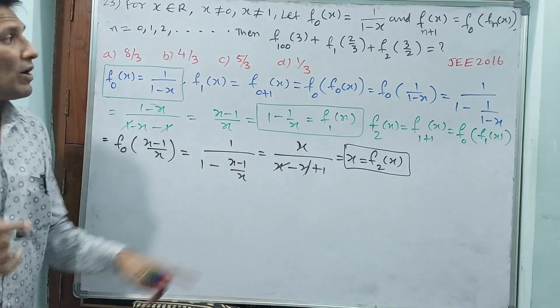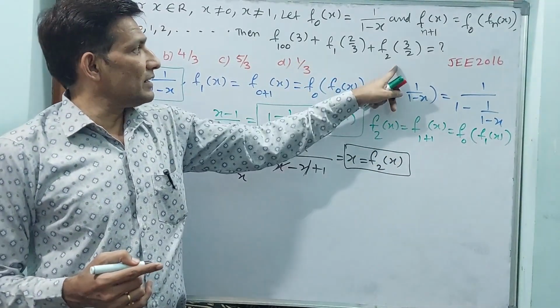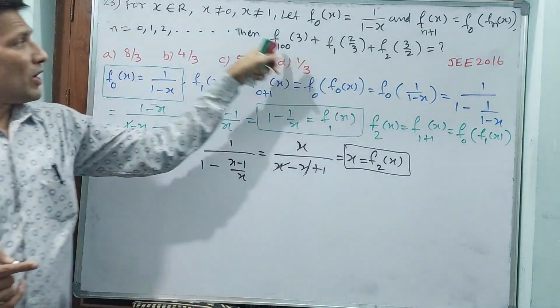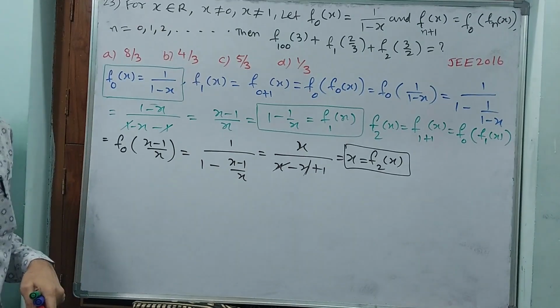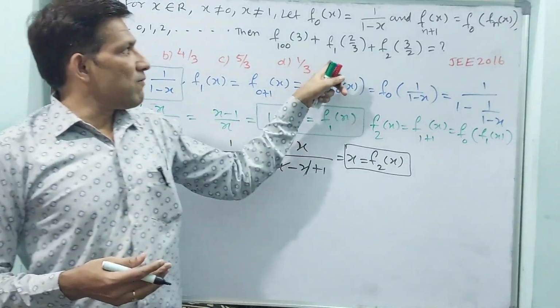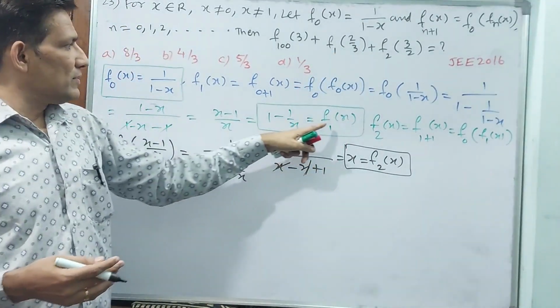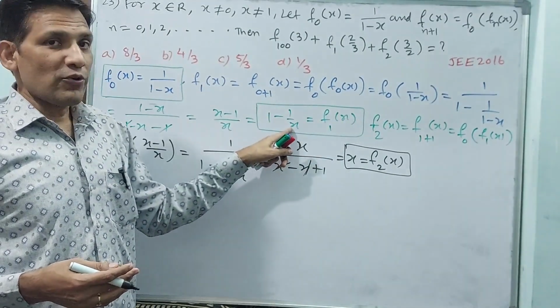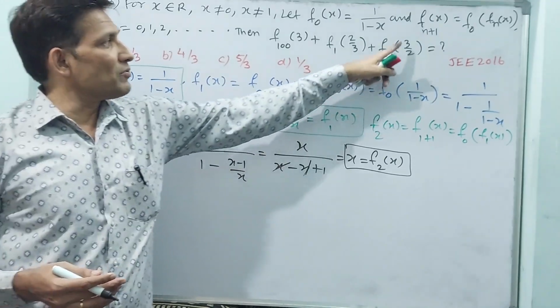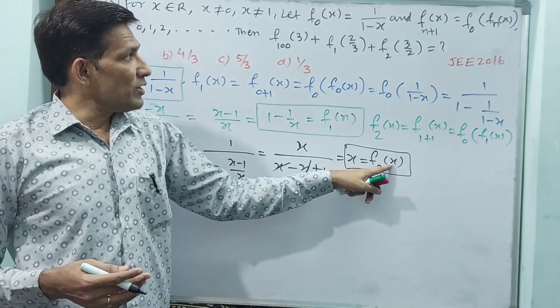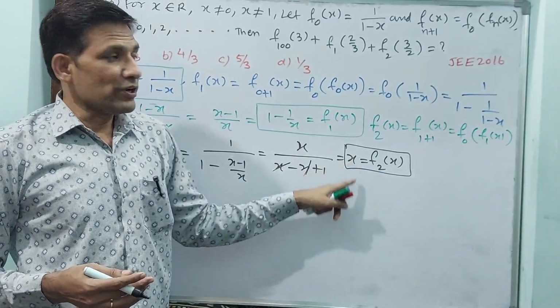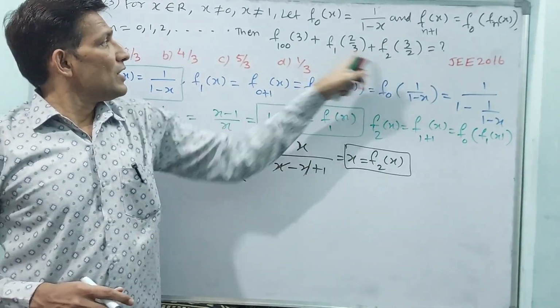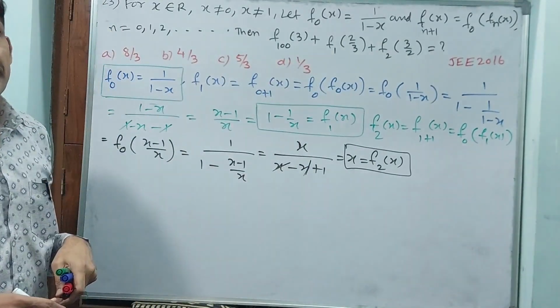That means you have got f1 of x, f2 of x also. But how do you get f100? Naturally, f1 of 2 by 3 means here you keep 2 by 3, so 1 minus 1 by 2 by 3 you are going to write, then you get this answer. f2 of 3 by 2 means here 3 by 2 you are going to keep, and here 3 by 2 is going to come. That is okay for this. But how are you going to get f100?